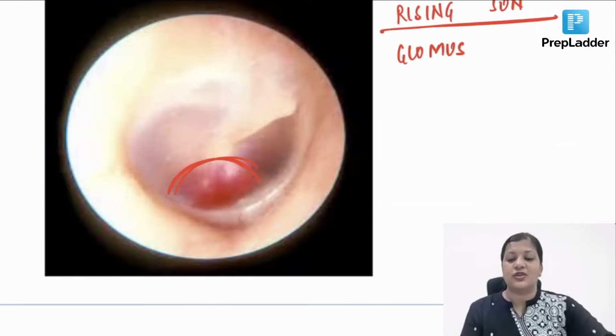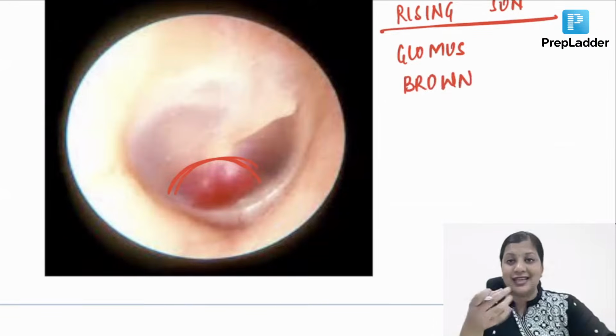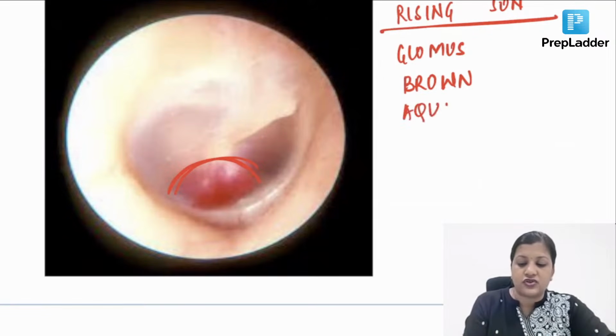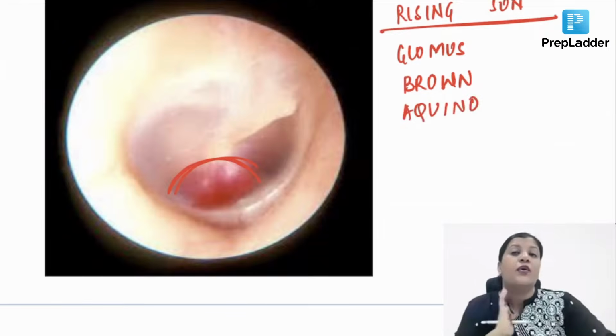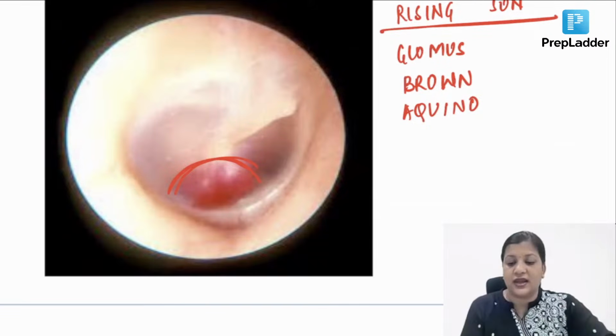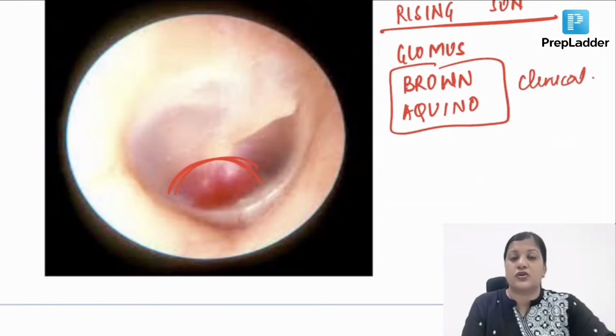And whenever they give you this image, they can also give you Brown sign, which is on pneumatic otoscopy, increasing the pressure in the external auditory canal. The mass vibrates vigorously and the red mass becomes pale. That sign, we call it as Brown sign. They can ask you another clinical sign, which is called as Aquino sign, where applying pressure on the carotid makes the mass pale. That is called as Aquino sign. These two are your clinical signs. Okay, otoscopy is also clinical signs.